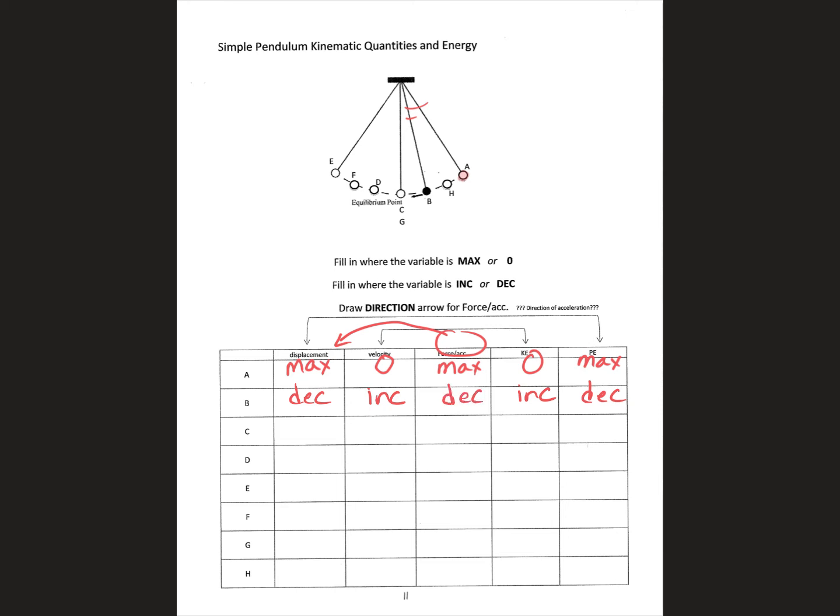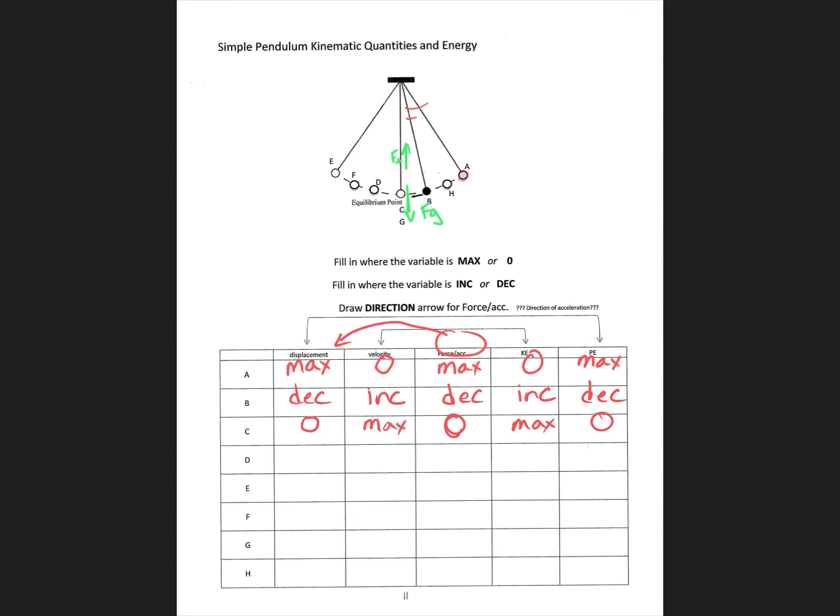Okay, where's C? C is the middle position. So you have zero displacement and zero potential energy, but you have maximum velocity and maximum kinetic energy, and you have zero restoring force. Let's examine why. The only forces on this pendulum as it swings through position C are gravity and the tension. See how neither of those forces is pulling you back toward the middle. Your inertia carries you through position C.